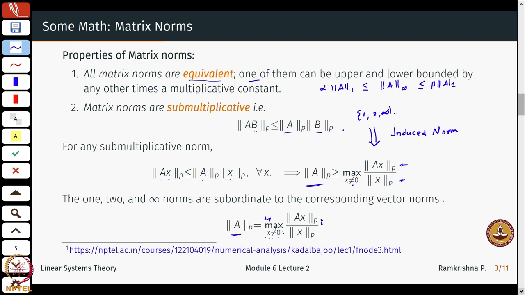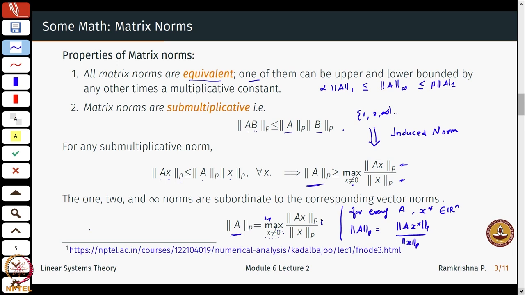Okay. So, where does this come from? This equality arises from the fact that these norms have the property that for every matrix A there exists a vector x star in R^n for which ||A||_p is ||Ax*||_p over ||x*||_p. And p could be the 1, 2 and infinity norms.